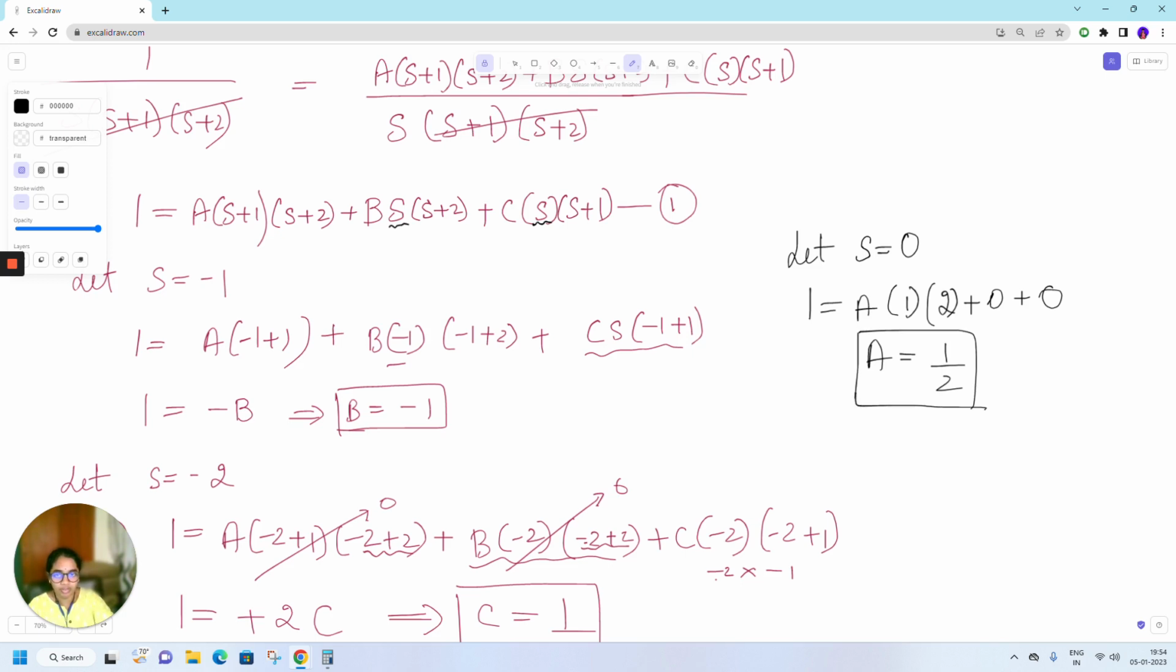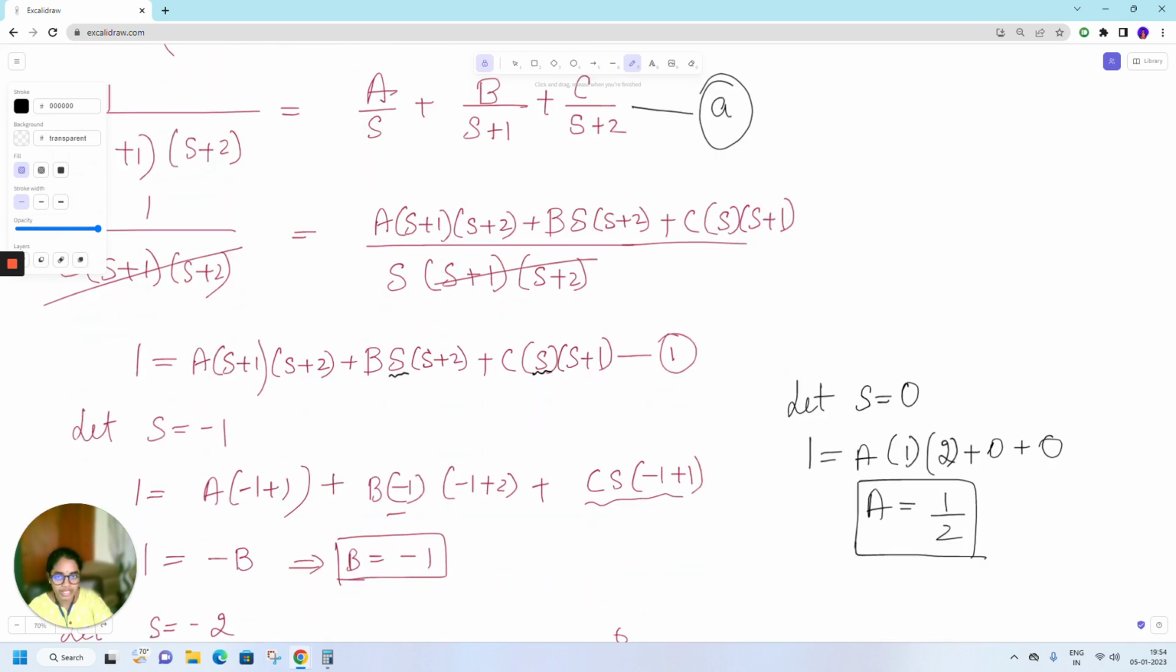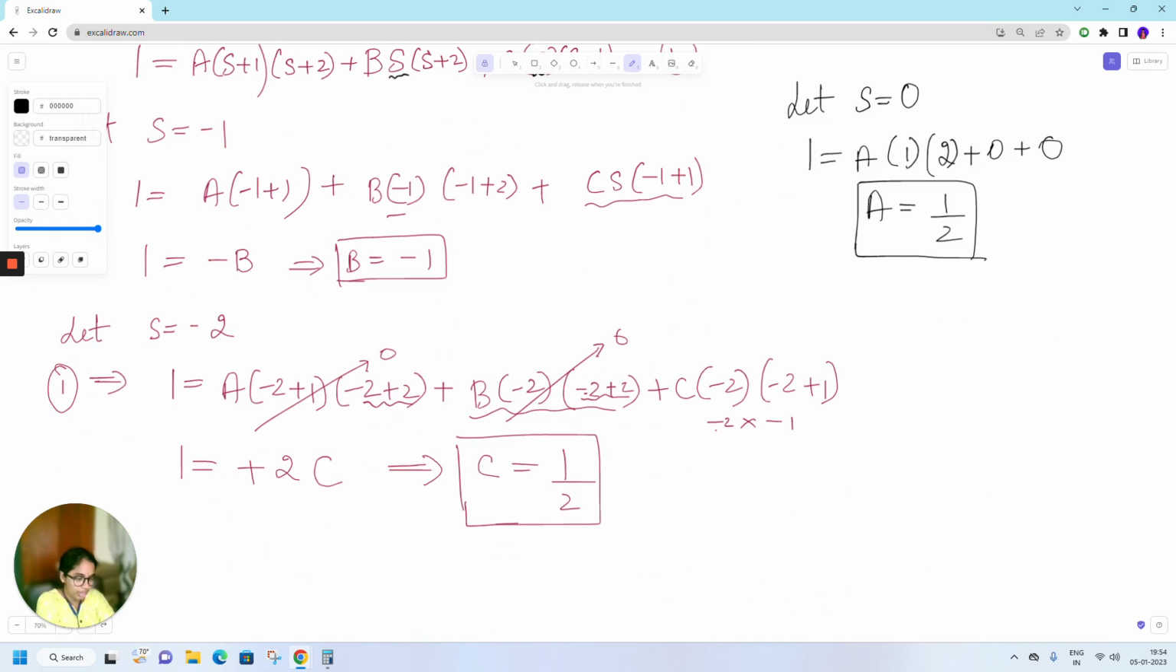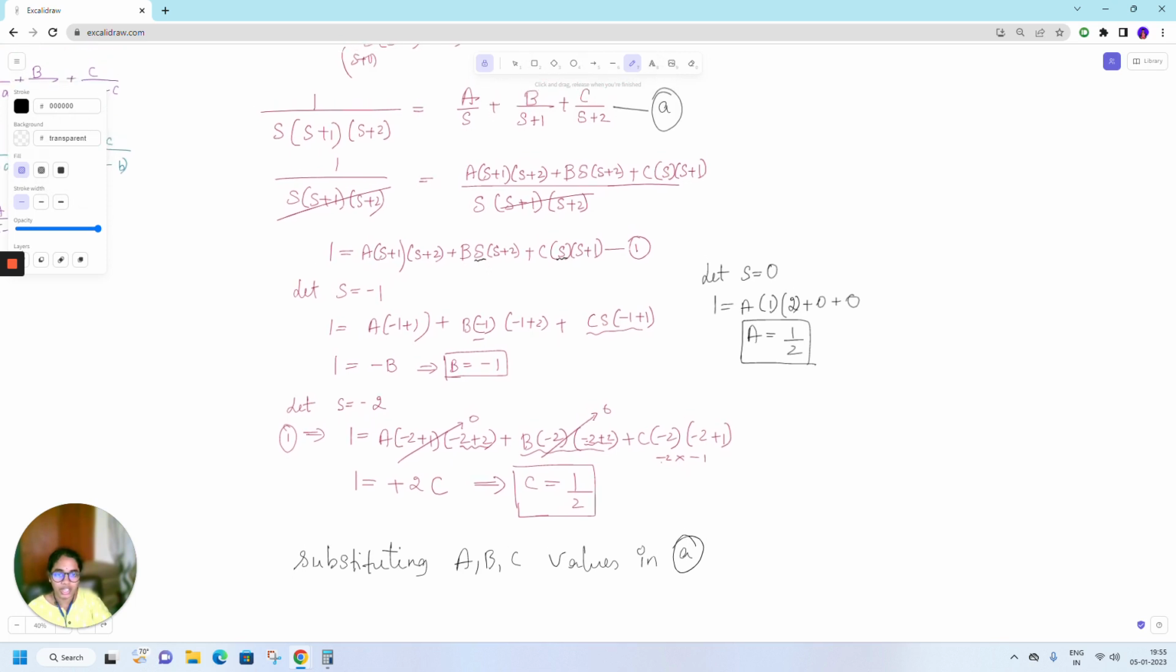Okay, now we found our ABC values. Call this as equation A now. What is our next step? Substitute ABC values in equation A. Okay, write down one line. Say, substituting ABC values in equation A.